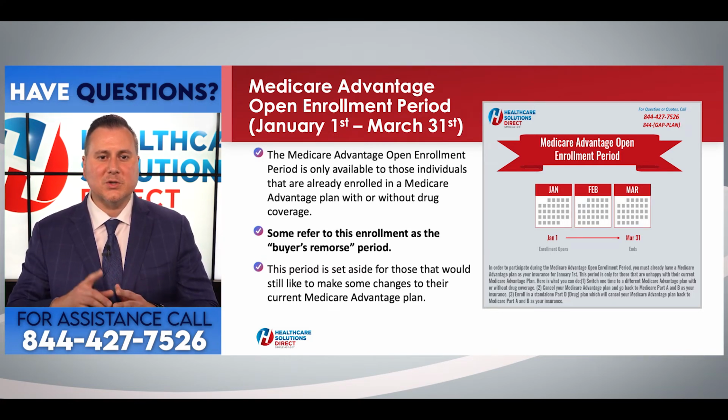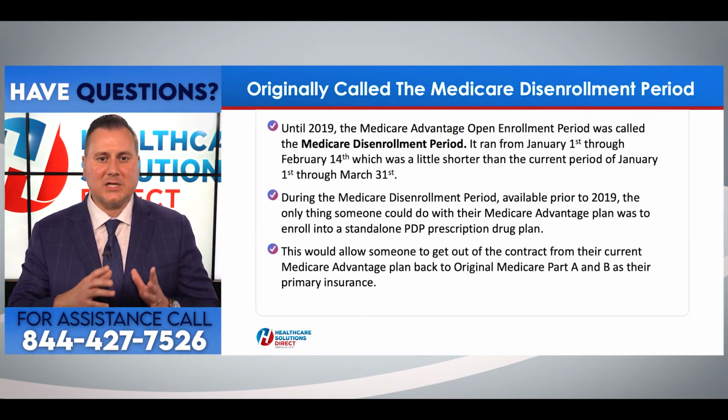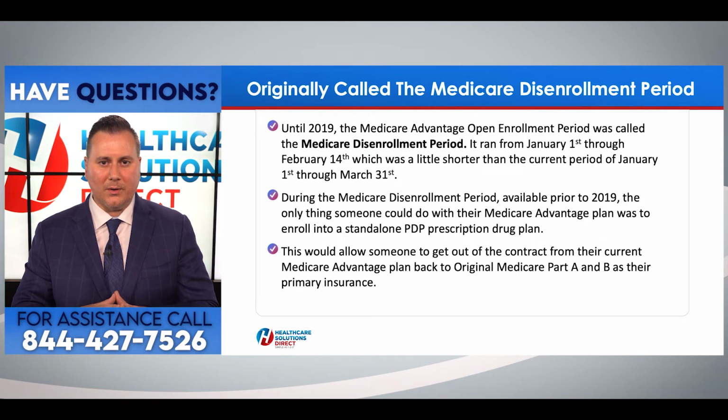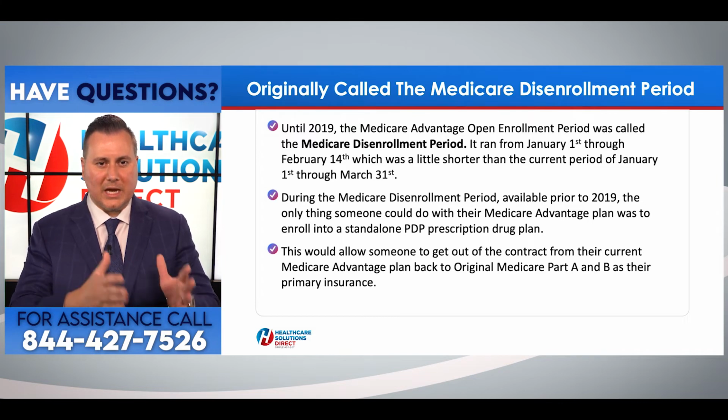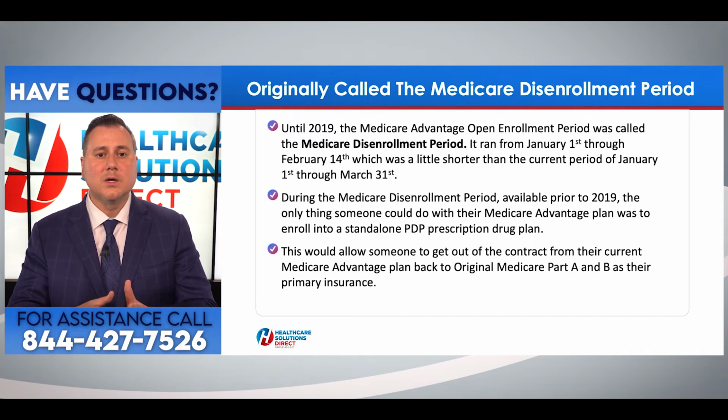So again, let's look at what can be done, and let's talk about the history of this enrollment period as well. Until 2019, the Medicare Advantage Open Enrollment Period was actually called the Medicare Disenrollment Period. It ran from January 1st through February 14th, which was a little shorter than the current period of January 1st through March 31st. So this new enrollment period is somewhat new to Medicare.